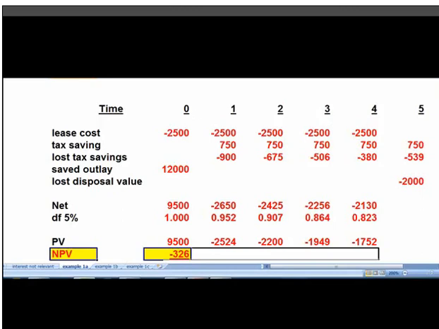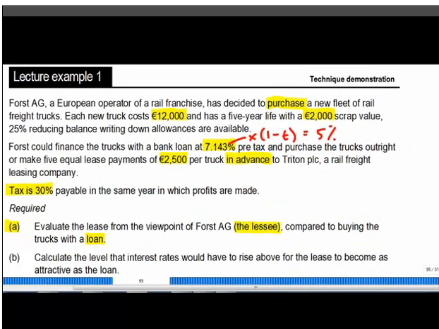Now, a good way of handling this in the exam would be to try another interest rate. Okay, we know that the interest rate that we're currently using, which is 5% after tax, makes the bank loan more attractive than the lease. So let's try a higher rate. Let's try, for example, 6%. So we're going to redo the analysis at 6%.